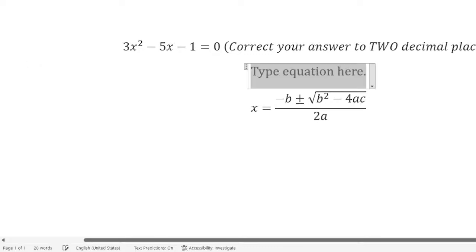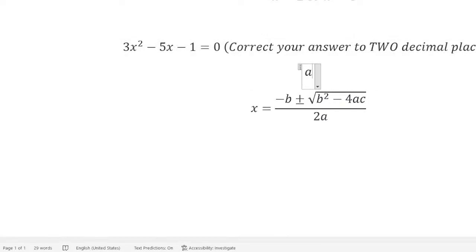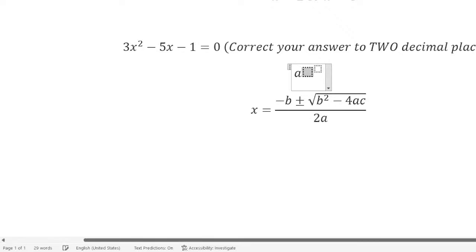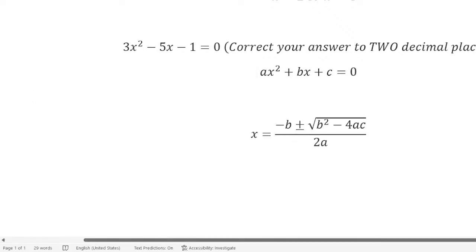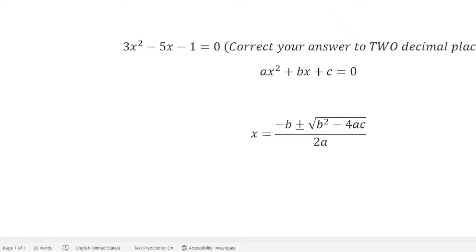Remember, every time you're solving a quadratic equation, it should be in the form of ax squared plus bx plus c is equal to 0. So now give me the values of a, b, and c. I'm just giving you 2 seconds.